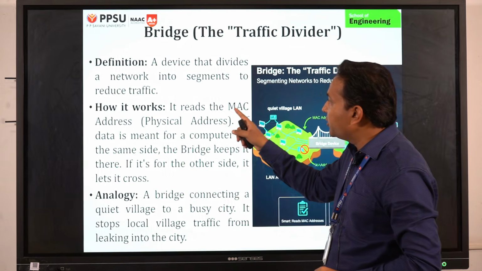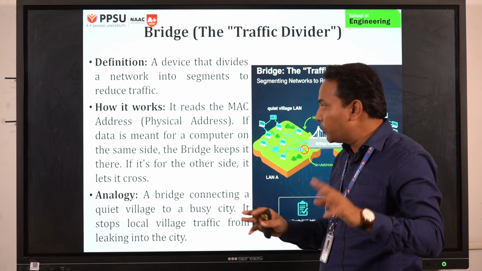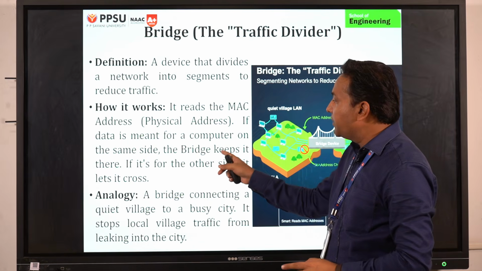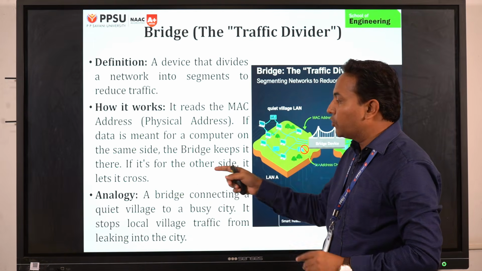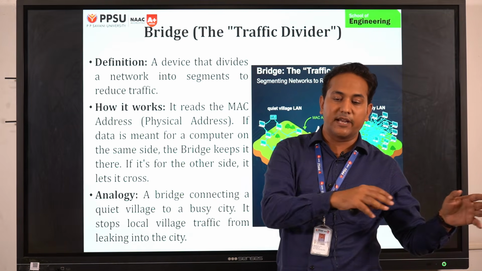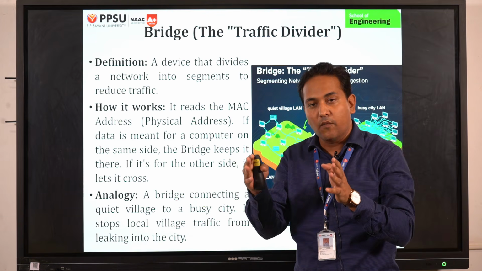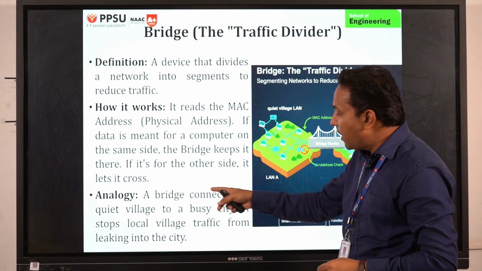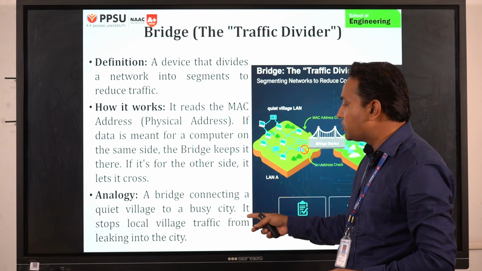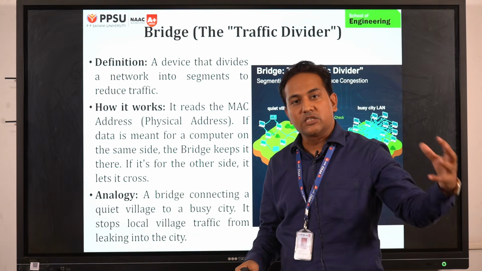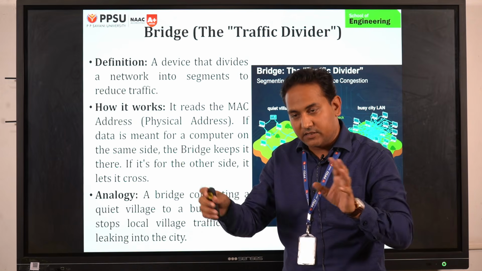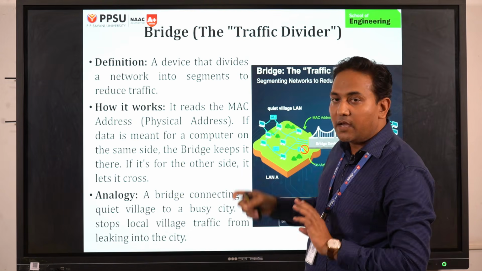So how does it work? It reads the MAC address, same as the switch. If the data is meant for a computer on the same side, the bridge keeps it there. If it's for the other side, it will let it cross to the other side. So the bridge is now a deciding factor. By analogy, a bridge connecting a quiet village with a busy city stops the local village traffic from leaking into the city. You are just dividing a network into two parts, that's it. So this is all about the bridge.